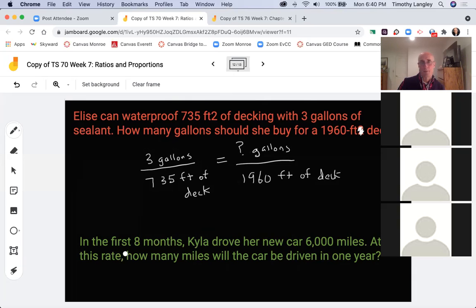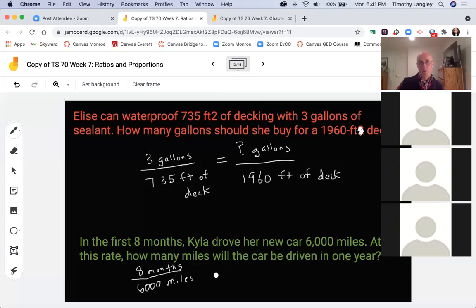And I think this is about the last one. In the first 8 months, Kayla drove a new car 6,000 miles. Okay, so this is 8 months. She drives 6,000 miles. There's my ratio. Okay, at this rate, how many miles will her car be driven in 1 year?